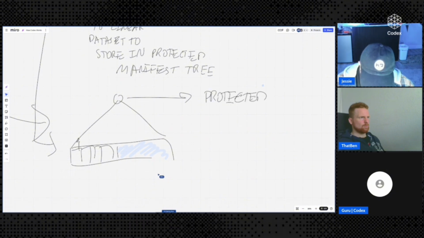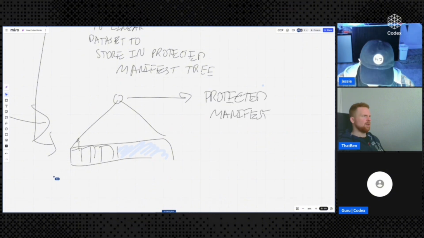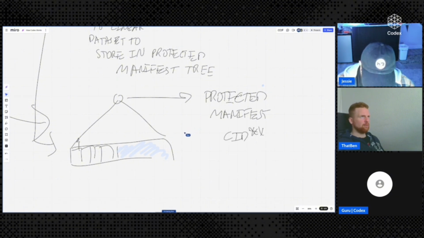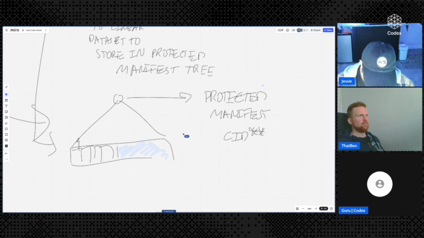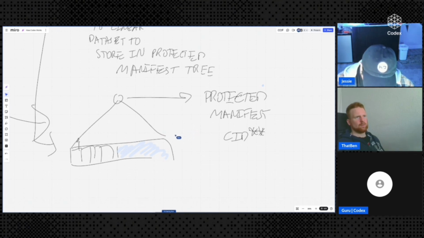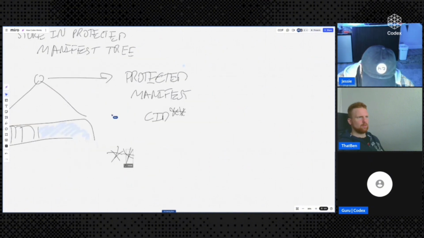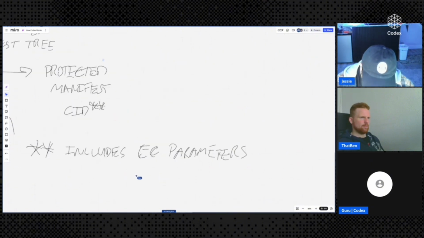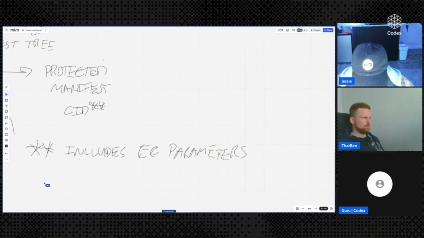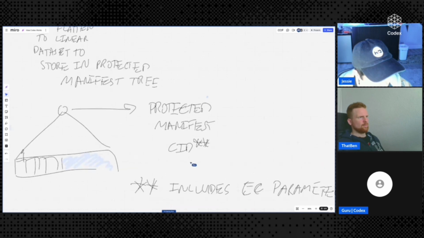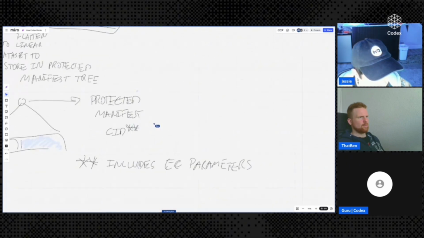Protected manifest, which includes all the same information as a normal manifest, plus the erasure coding parameters. I'll just mention this: the double asterisk includes EC parameters. I guess that's it for the protected manifest, and then we have to go through and do this one more time for the verifiable manifest.